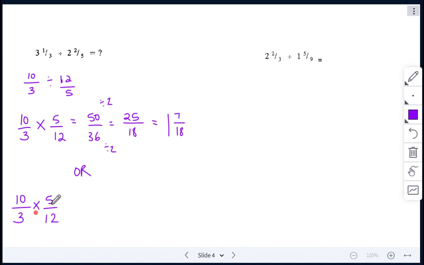Right, 3 and 5 we cannot reduce. The 10 and 12 we can reduce. We'll divide by 2. This will give me 5. Divide by 2, this gives me 6. Right, so 5 times 5 is 25. 3 times 6 is 18. So we do have the same answer, and then we just have to put it into mixed, which is 1 and 7/18.